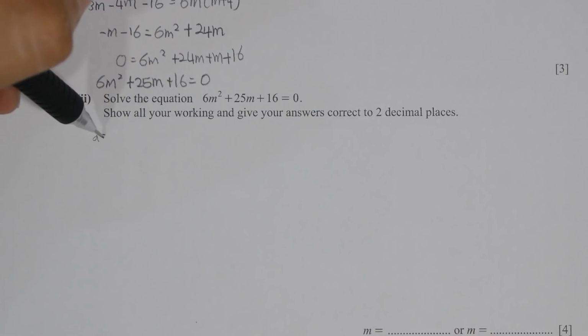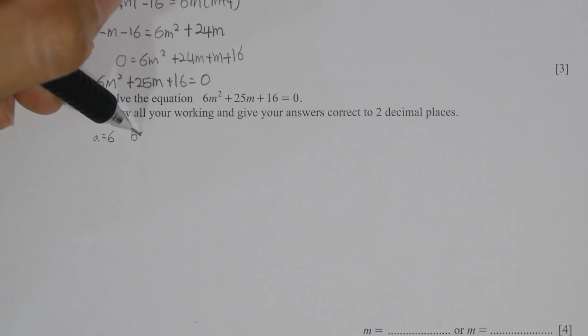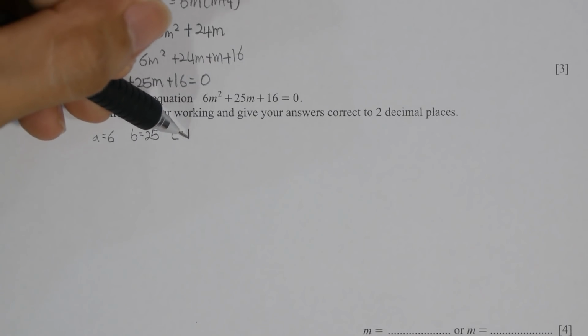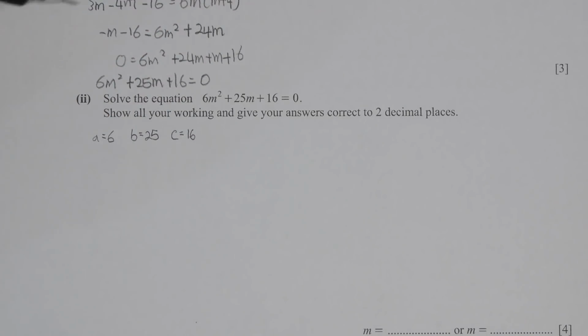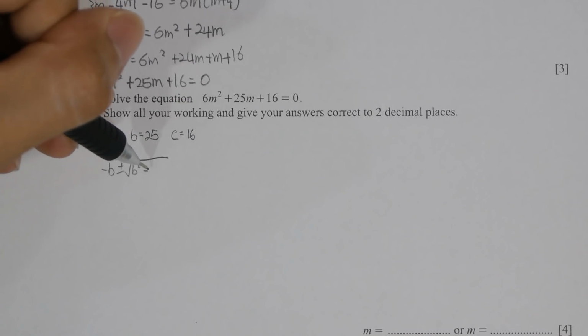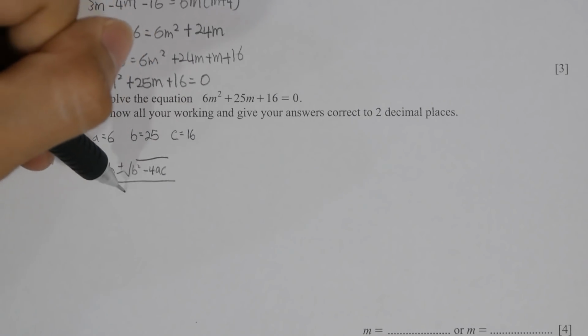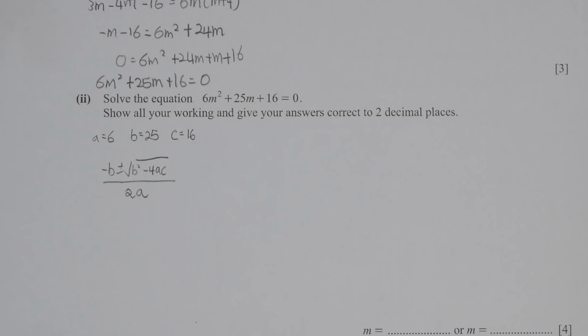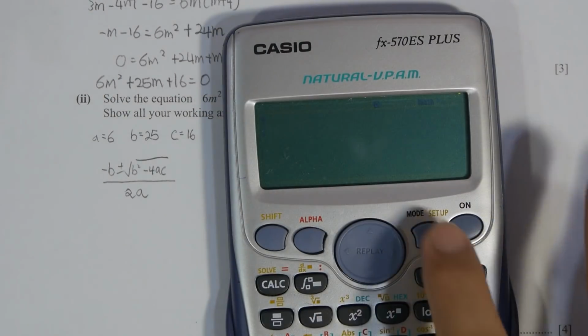Lastly, I identified the A, B, and C. A will be 6, B will be 25, C will be 16, and I run the formula: negative b plus minus square root of b squared minus 4ac over 2a to get the answers of negative 0.79 and negative 3.38.